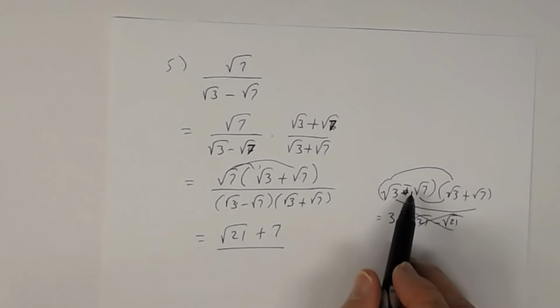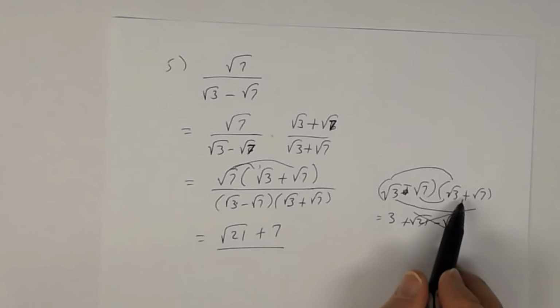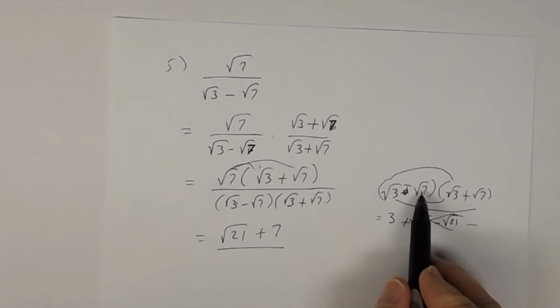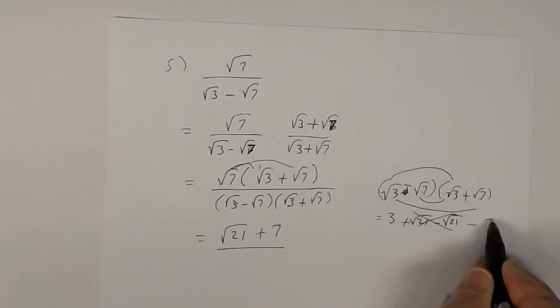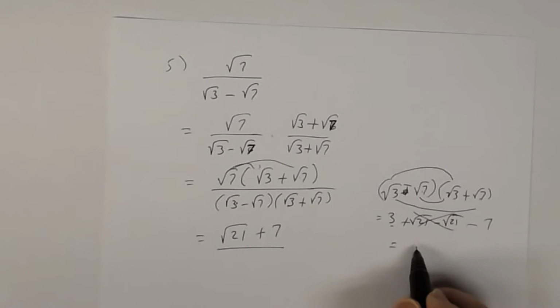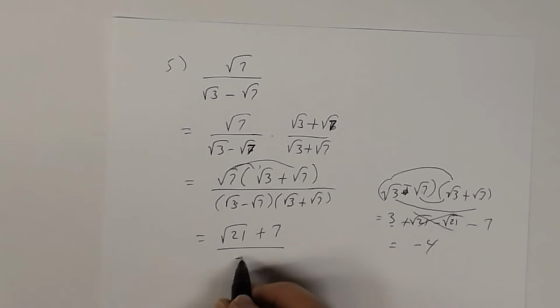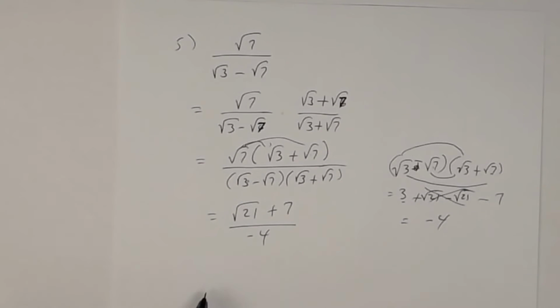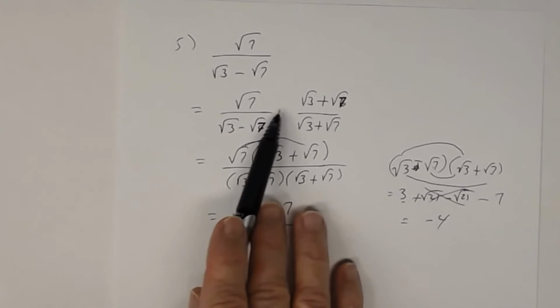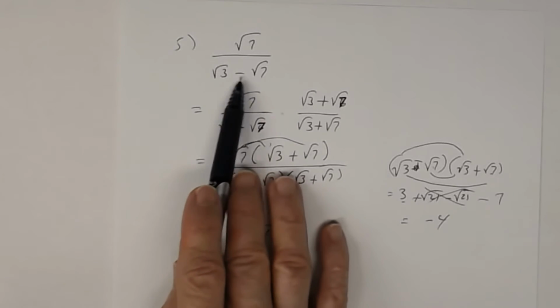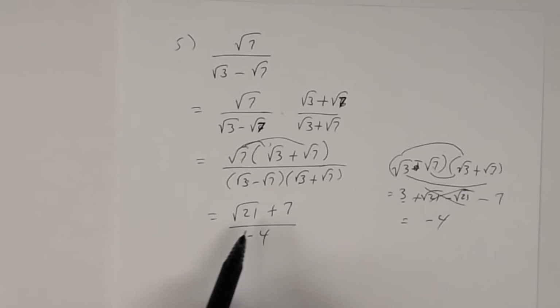All right, now be careful for the next one. With the last, a negative times a positive is a negative. The square root of 7 times the square root of 7 is 7. So you get 3 minus 7, which is a negative 4. Okay? So this becomes negative 4 down here. And you can leave your answer like that. It's okay to have that denominator negative. There's nothing wrong with that. And notice that this is a rational number. So you went from a denominator with 2 square roots to none.